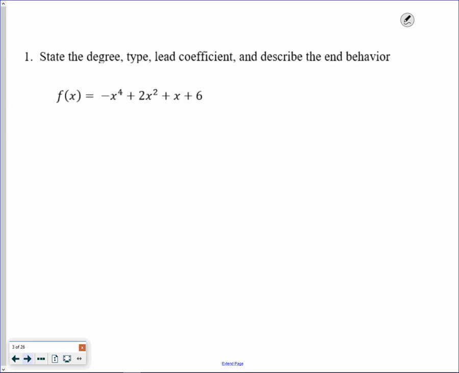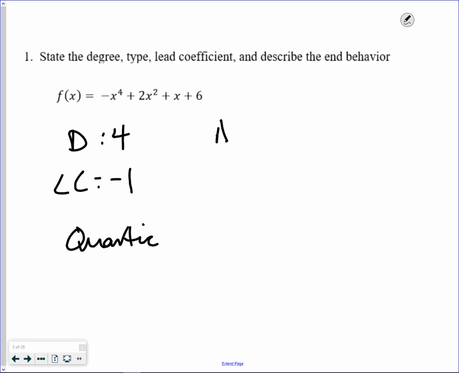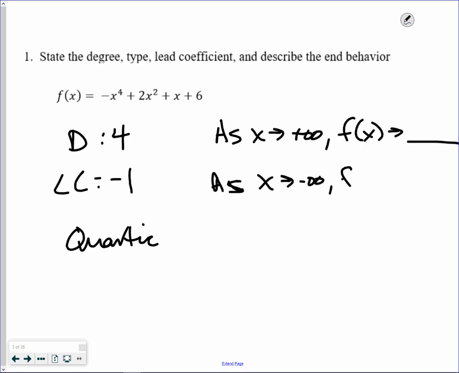So the next one, degree is 4. Lead coefficient is -1. That makes it a quartic. Again, on the test, it will say as x goes to positive infinity, f of x goes to blank. As x goes to negative infinity, f of x goes to blank. So now, filling in the blanks, it's a negative quartic. And so both end behaviors have to be the same, and in this case, both of them will be going down, which means you should write negative infinity.